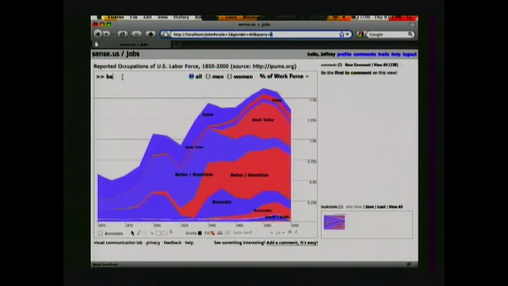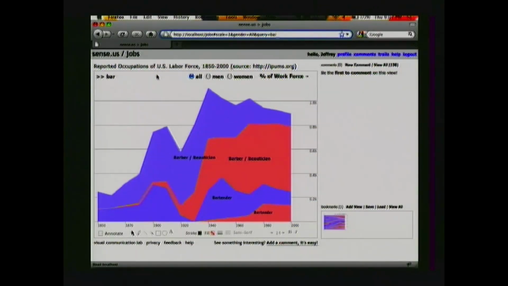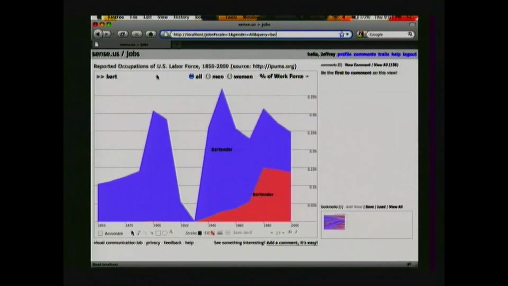So for example, I can keep typing, and as I do so, that bar updates. And then I can arrive on what turns out to be my particularly favorite view within the system, which is American bartenders.